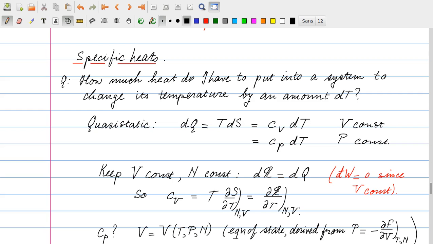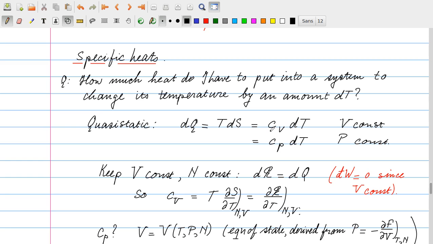In everyday life we very often heat up systems, like when you boil water for your tea, or when you heat the water in the washing machine. And the relevant question is, of course, how much energy that costs. So how much heat do I have to put into a system to change its temperature by a certain amount? If the temperature increase is small, then we expect that the heat dQ is proportional to dT, and this proportionality constant is called the specific heat.